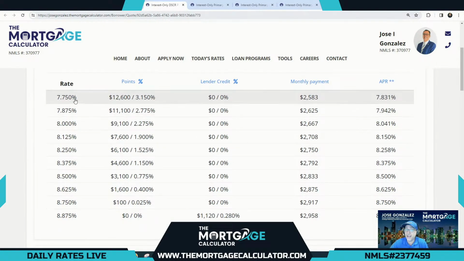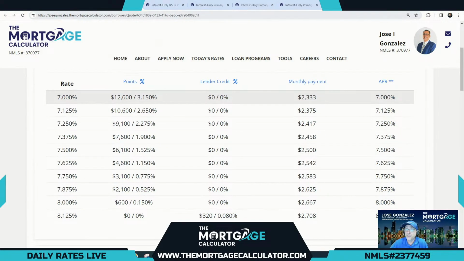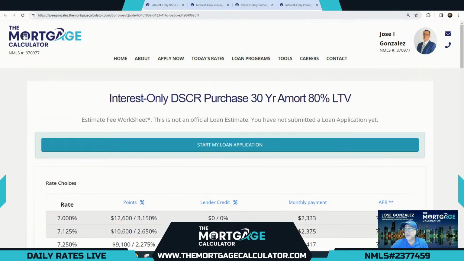The lowest cost option was 8.875 and you can buy it down to 7.75, versus this one you're looking at 8.125, so 0.625% lower, or actually 0.75% lower for the lender credit option, and you can buy that down all the way to 7%. So this is 80% purchase DSCR, 30-year interest only.